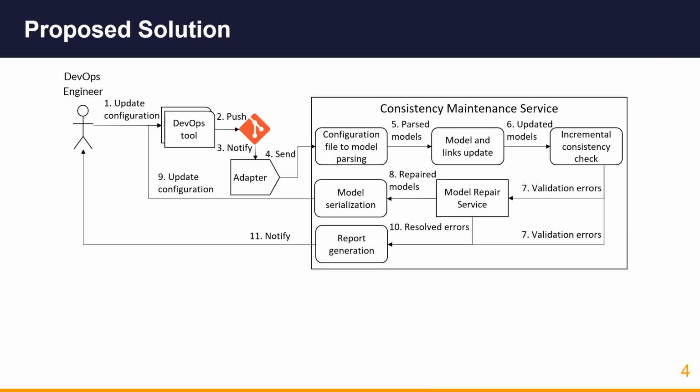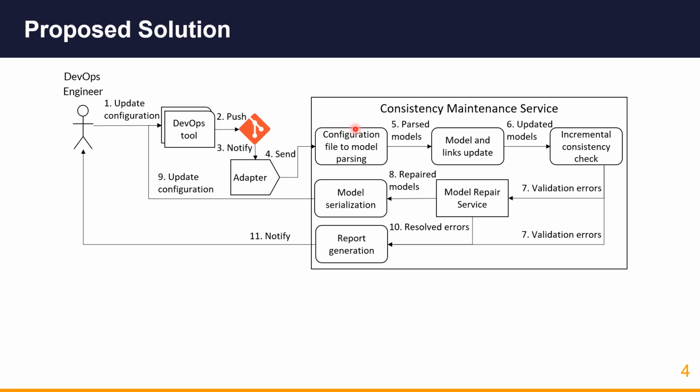The starting point of the solution is that we have a DevOps engineer who updates these aforementioned configuration files in the DevOps tools. After that, the DevOps tool is pushing the new versions into a Git repository. Git is notifying an adapter which sends these newly pushed configuration files to the consistency maintenance service that we proposed.